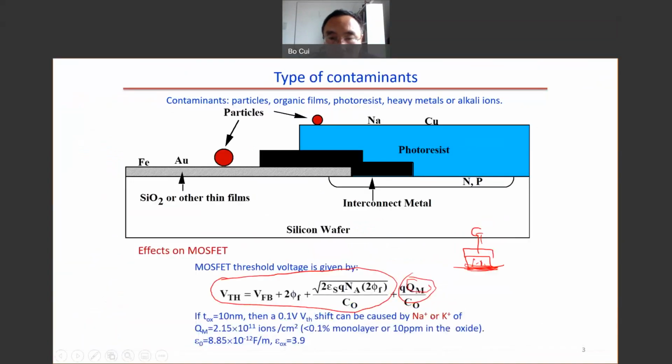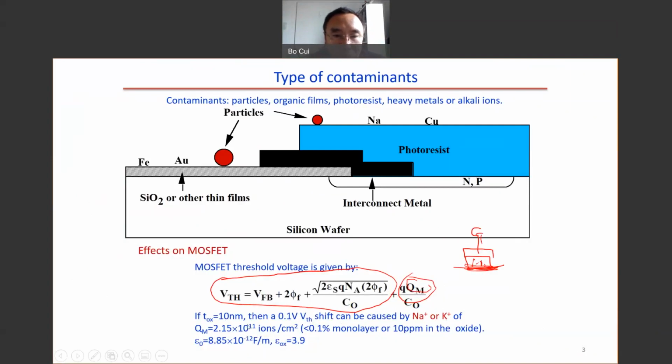The dose here is trapped at the interface between the silicon oxide and the silicon. So here it has the same effect. For example, if the gate oxide is 10 nanometer, but now this is no longer thermal oxide, it is the high K material, then 0.1 volt threshold voltage shift can be caused by sodium or potassium ion of this number density.